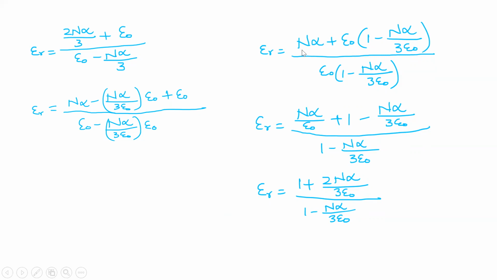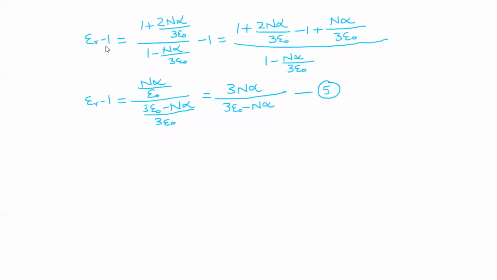Next, we are dividing the numerator and denominator by epsilon naught. When we do that, we get n alpha by epsilon naught plus 1 minus n alpha by 3 epsilon naught as it is, and here also this epsilon naught cancels, which will give 1 minus n alpha by 3 epsilon naught. Then we find n alpha by epsilon naught minus n alpha by 3 epsilon naught, that will give 2 n alpha by 3 epsilon naught over 1 minus n alpha by 3 epsilon naught. So this is how we calculate epsilon naught r, and then we calculate epsilon naught r minus 1.